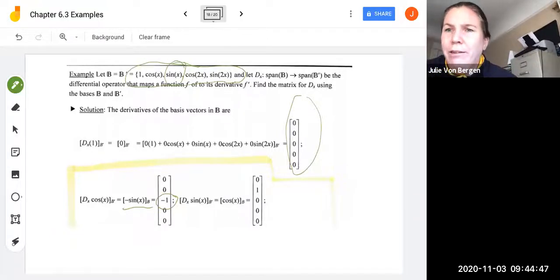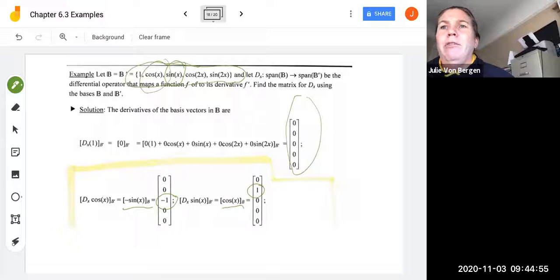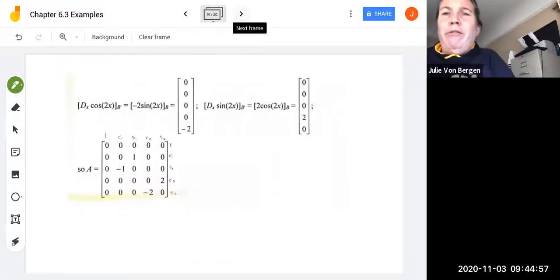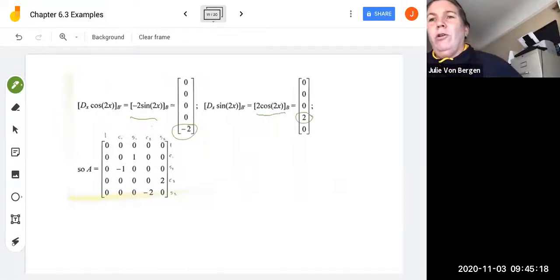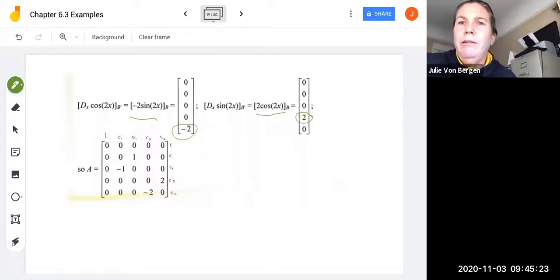And then the derivative of sine of x is cosine x. So you're going to get a 1 here in the second entry, because that's where cosine x is in our basis vectors. And then similarly, the derivative of cosine 2x is negative 2 sine 2x. So we get a negative 2 here in the last entry, because sine of 2x was our last basis vector in the basis. And then the derivative of sine of 2x is 2 cosine 2x. So we get a 2 here in the fourth entry in the column, because cosine 2x was the fourth entry in the basis.